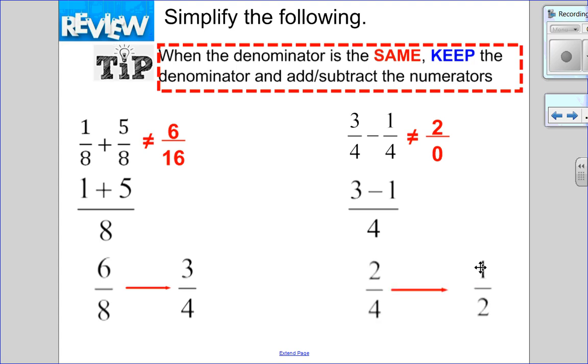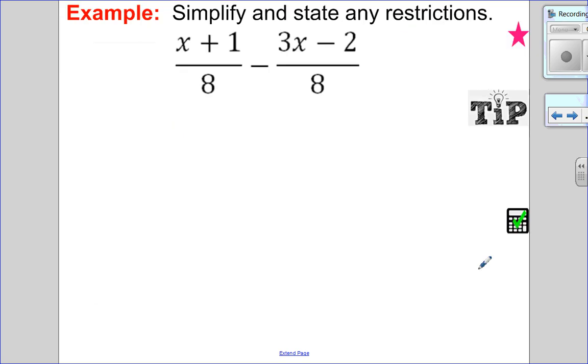So we can see with numbers that it wouldn't make sense to add and subtract the numerators and denominators together. So let's not make that mistake when we use monomials. Let's try this example. I have x plus 1 over 8 take away 3x minus 2 over 8. So first thing, let's talk about the restriction. There is no variable in the denominator, so there's no restriction.